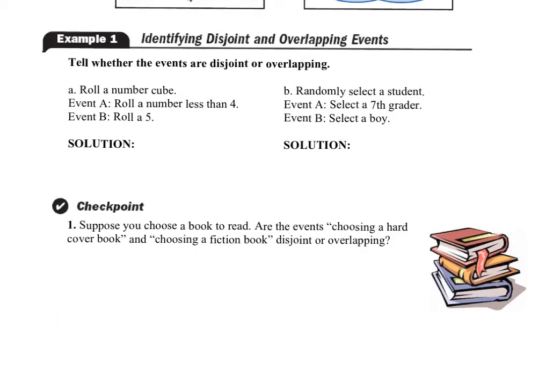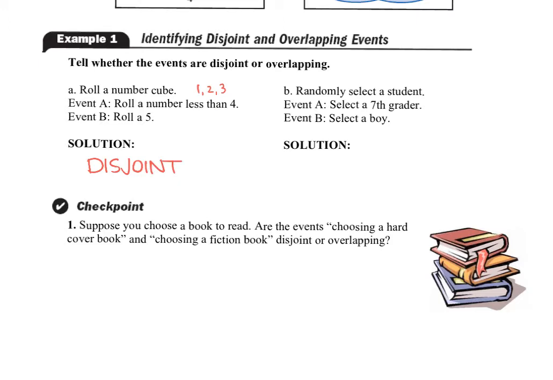So the first example is that you're rolling a number cube. Remember, that's a dice. So event A is that you roll a number less than 4, and event B is that you roll a 5. So we're trying to see, could they have any outcomes in common? Well, if it helps you, to roll a number less than 4 would be 1, 2, and 3, and to roll a 5 would obviously be a 5. So they have no outcomes in common, so these would be disjoint events.